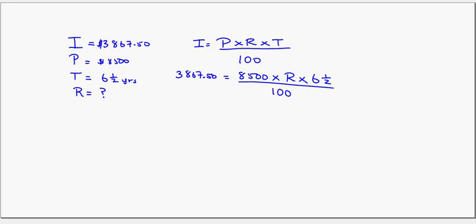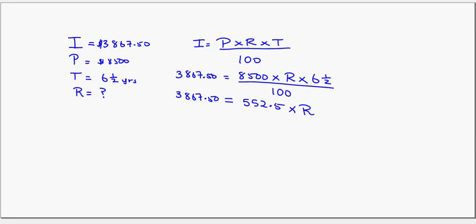I can multiply 8,500 by 6.5. That is okay, because remember, with multiplication it doesn't matter which one you do first, second, or third. So I'm going to multiply 8,500 by 6.5, and divide the result by 100. What you'll find is that you're going to get 552.5, and I still have to multiply it by R, but I don't know the value of R, and that'll be equal to 3867.50.